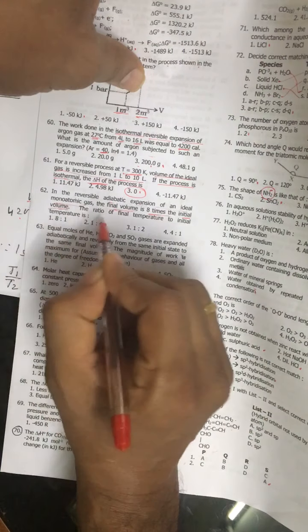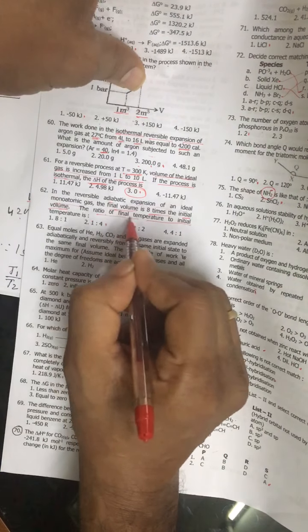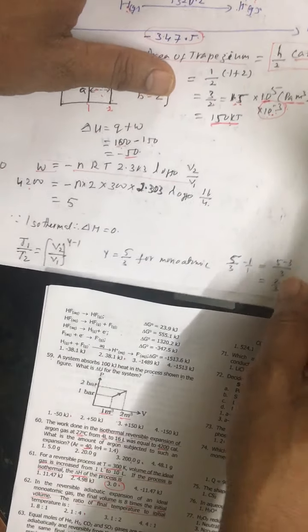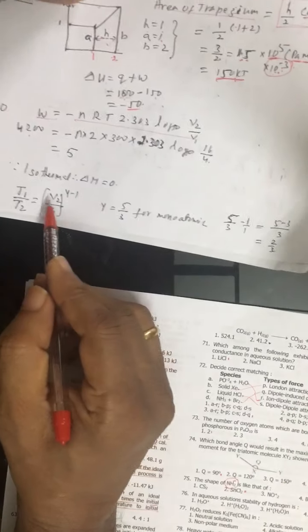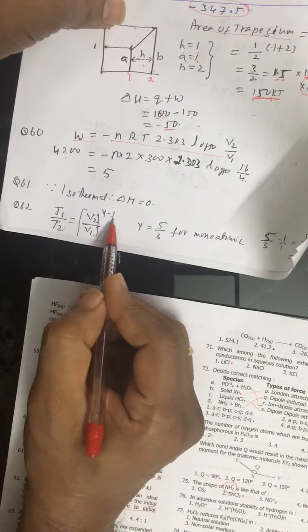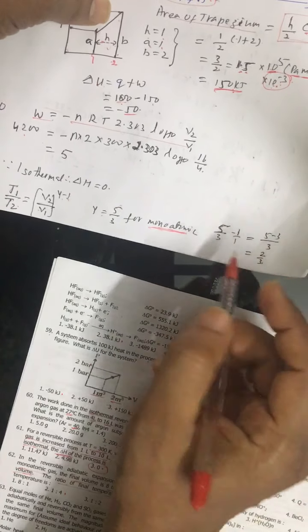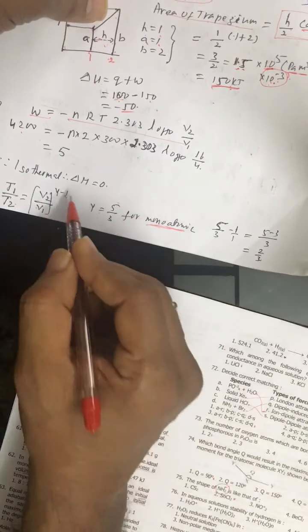In a reversible adiabatic expansion of an ideal monoatomic gas, the final volume is 8 times the initial volume. We have to find the ratio of final temperature to initial temperature. We have to use this relation, T1 by T2 is equal to V2 upon V1 to the power gamma minus 1. Gamma is 5 by 3, this value for monoatomic gas, you must remember again. So 5 by 3 minus 1, that is equal to 2 by 3.